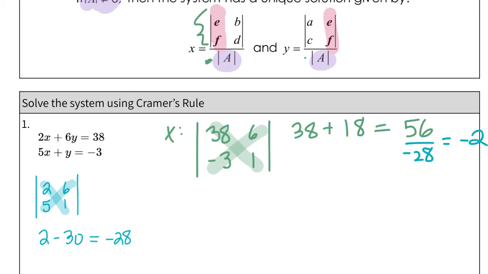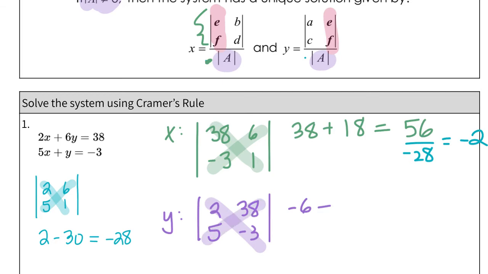Okay, now let's go through and find Y. We're going to look at our original coefficient matrix, but this time the first column is going to stay the same. The second column is what's going to get replaced with 38, negative 3. Okay, so now let's find our determinant. Our downward diagonal, 2 times negative 3 is negative 6, minus our upward diagonal, 5 times 38.